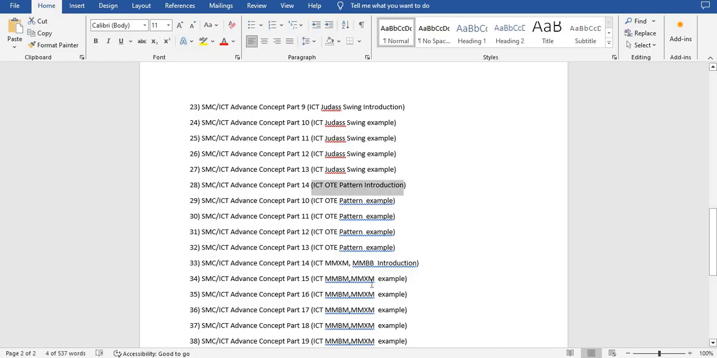We'll meet in the next video on our optimal trade entry, where you can use Judas Swing and optimal trade entry together, and then you can also trade. It will also boost your accuracy.